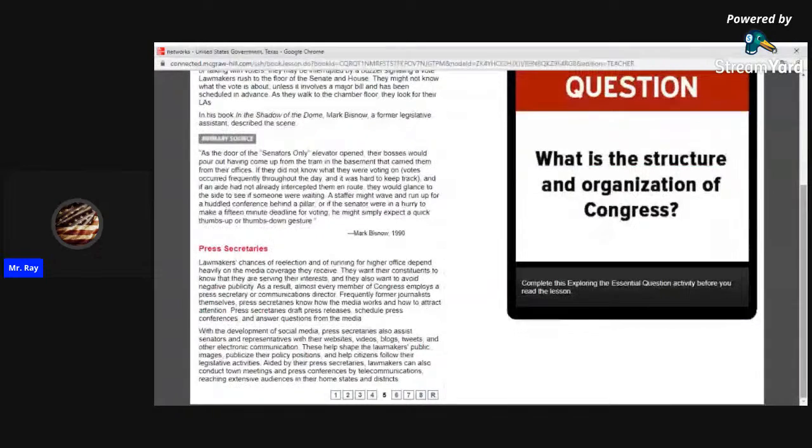And what do they do? Well, they draft press releases. Maybe they want to say, what is Phil doing this weekend? This weekend, Phil is going to be on Avenida Paulista giving a talk about blah, blah, blah. That's the press secretary. They can schedule a press conference when I need to talk to the media. They can answer questions from the media, okay, about what I'm doing.